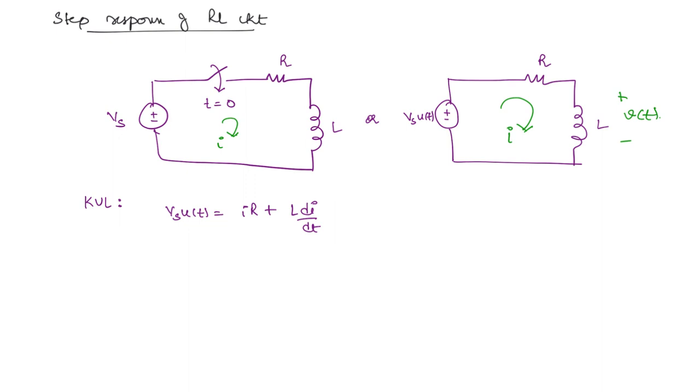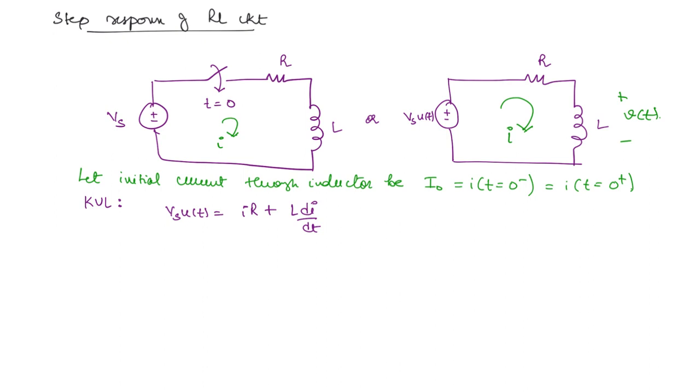Okay. Now when dealing with the capacitor circuit, we wanted the initial voltage across capacitor. Here what we want? We want the initial current through the inductor. So you can write, let initial current through inductor be I naught. Okay. So that means I of t equal to 0 minus, just before the switch is closed, is also equal to I at t equal to 0 plus, just after the switch is closed.